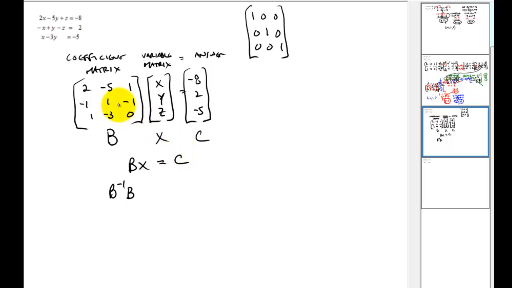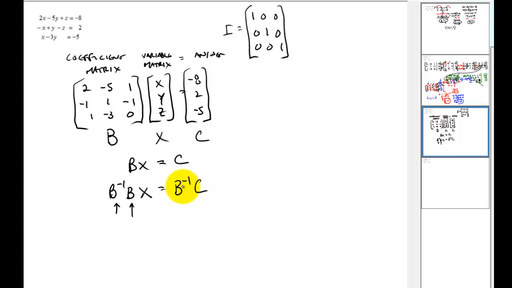So if I find the inverse of the coefficient matrix, this is the notation for it, and I take that times my matrix B, which is the coefficient matrix, I'll end up with the identity matrix. And if you take the identity matrix times matrix X, it's going to leave you with just matrix X. So I'm going to take the inverse matrix of B times matrix C, and that's going to give me the answers.